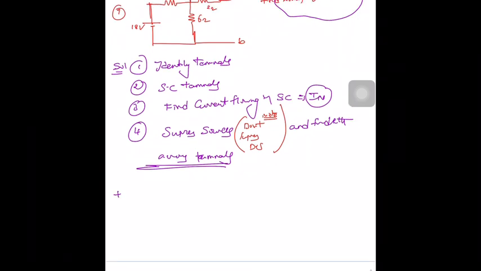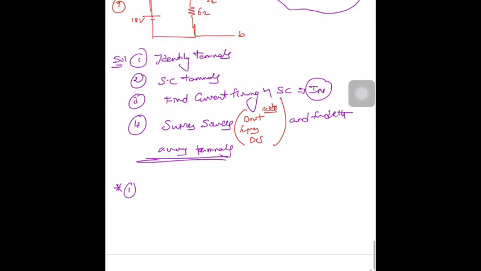Done. So let us solve the question. Find Norton's equivalent. First we will short circuit the terminals.